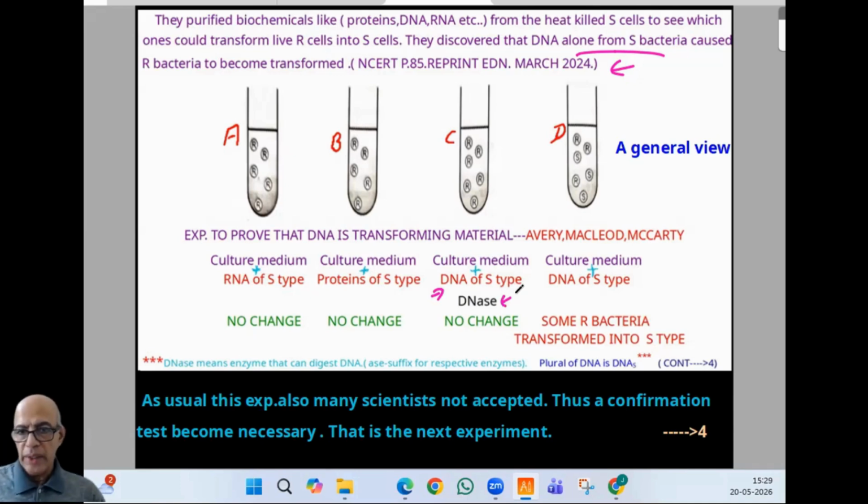Now the fourth one, culture medium plus DNA of the S type. That is causing some R bacteria to be transformed into S type. That is how they proved it.